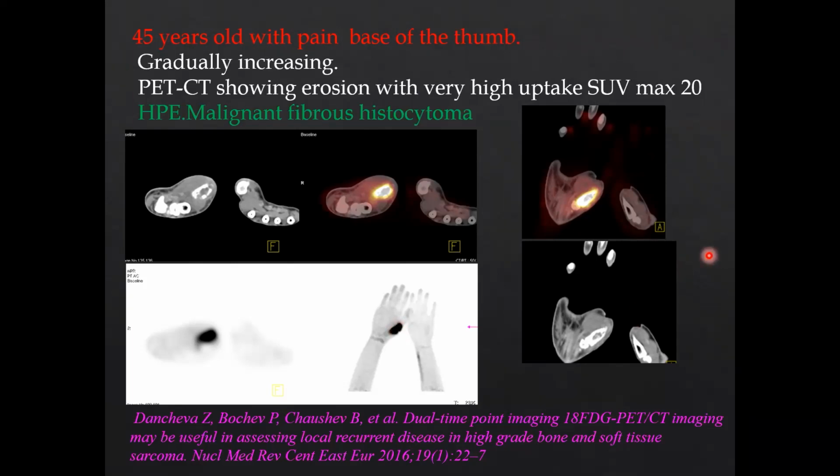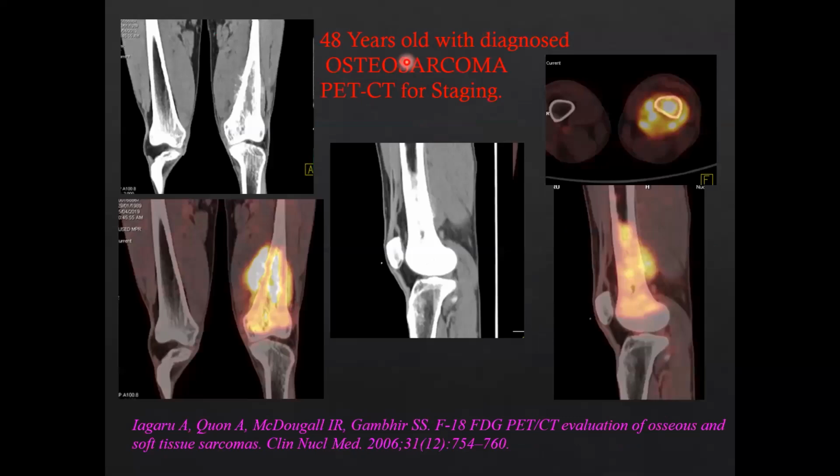So coming to 48 years old with diagnosed osteosarcoma, PET CT for staging. It is a classical osteosarcoma. Here is a periosteal reaction here, spiculated here, with infiltration into the adjacent soft tissues. And if you see the marrow, again there is a thickening of the cortex, irregularity of the cortex, and there is a patchily enhancing soft tissue component within the medullary cavity. So you have extraosseous soft tissue component and intramedullary with cortical thickening, periosteal reaction. So it is a classical of osteosarcoma. So these are the axial sections and these are the sagittal sections.